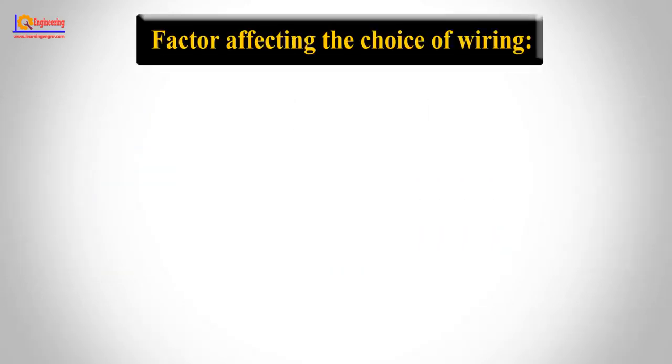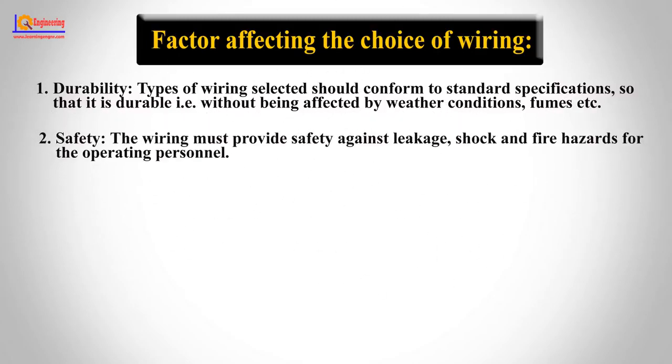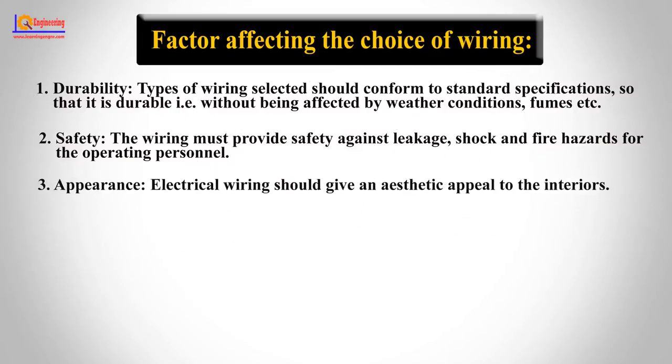Firstly, we will see factors affecting the choice of wiring. 1. Durability. Types of wiring selected should conform to standard specifications, so that it is durable, that is, without being affected by weather conditions, fumes, etc. 2. Safety. The wiring must provide safety against leakage, shock and fire hazards for the operating personnel. 3. Appearance. Electrical wiring should give an aesthetic appeal to the interiors. 4. Cost. It should not be prohibitively expensive.